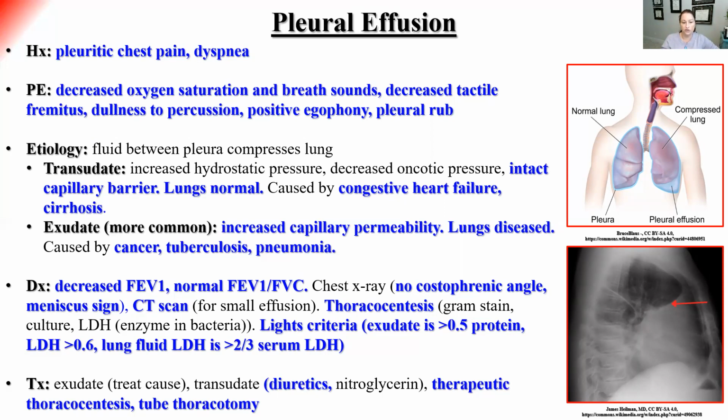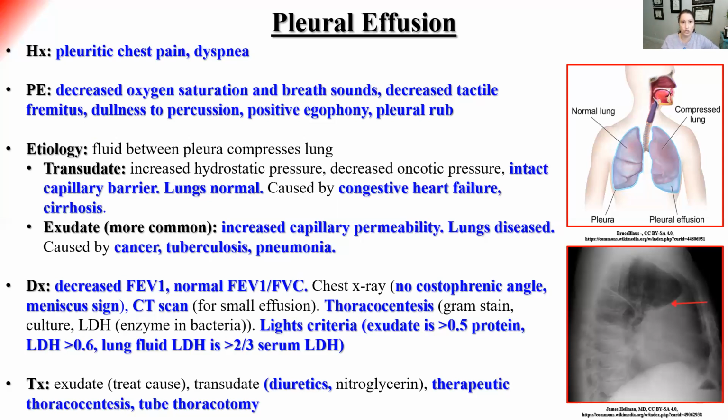So in Light's criteria, an exudative effusion is going to be something that has a pleural to serum protein ratio greater than 0.5, an LDH ratio of greater than 0.6, and the lung fluid LDH is greater than 2/3 the serum LDH. Those are very important. You will be tested on those. The way that I remember this is that exudate is diseased. It's usually made up of some kind of bacteria. We know bacteria are made of protein. They have LDH in them. And so that's how I remember that.